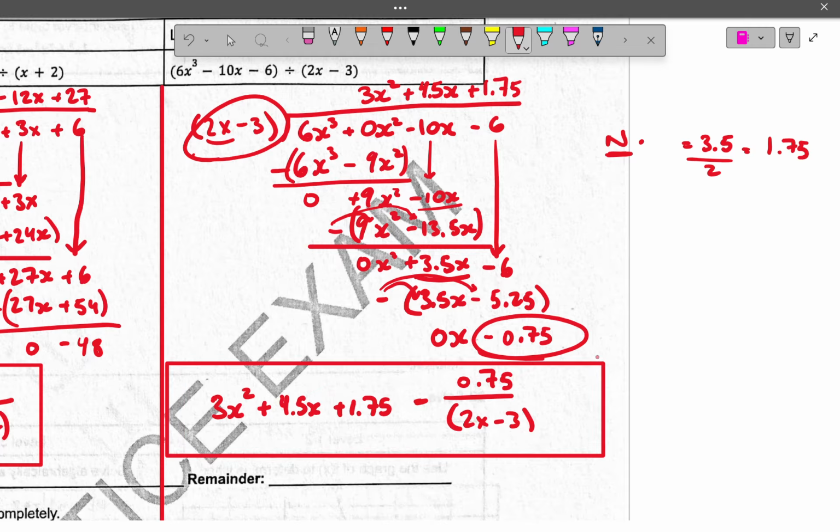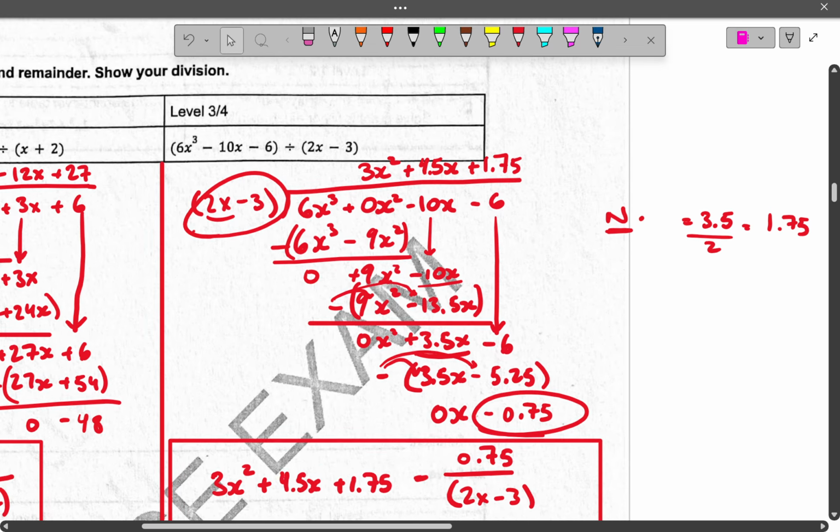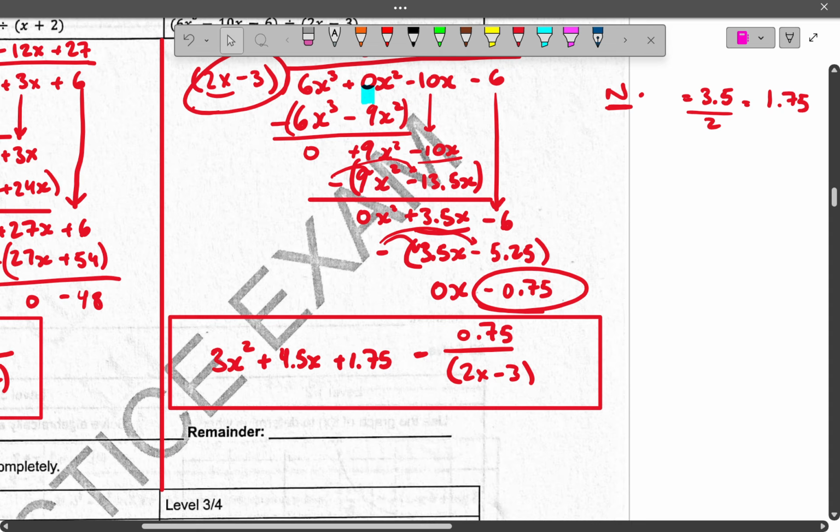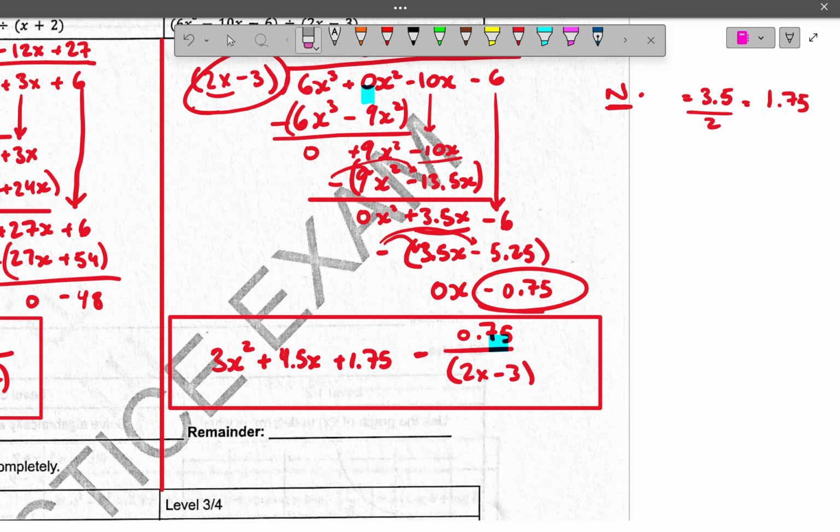So the added difficulty in this one was the setup. So noticing that you have to leave a spot here for the x squared. And also we had a lot of decimals that were included in this one, which made it a little bit trickier, but still the same steps.